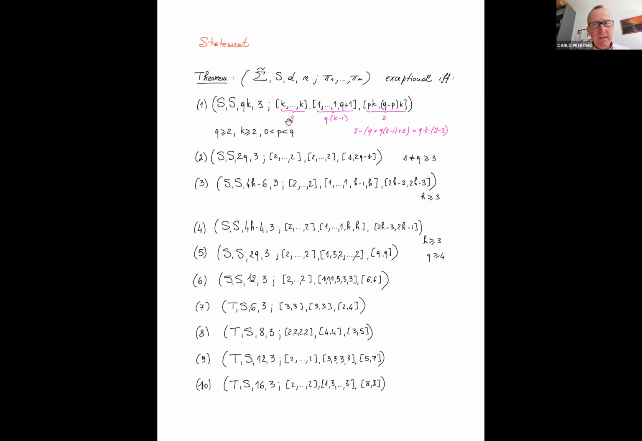And just as an example, the most flexible one is this Q K. So if the degree is a composite number, the product of 2 numbers Q and K at least 2, then you split the first partition as all K's, and the second partition is all ones and what is left, and the rest is PK, Q minus PK. So it's two numbers congruent to 0 modulo K. Then it's exceptional. This is quite easy to see using the dessins d'enfants.